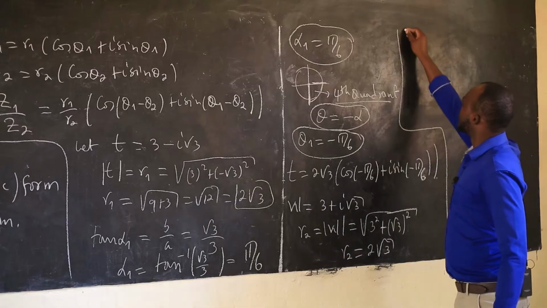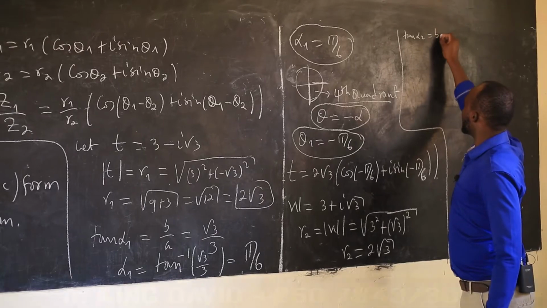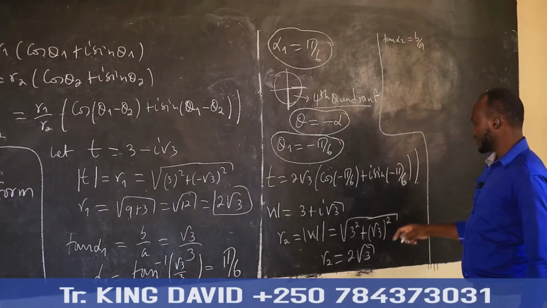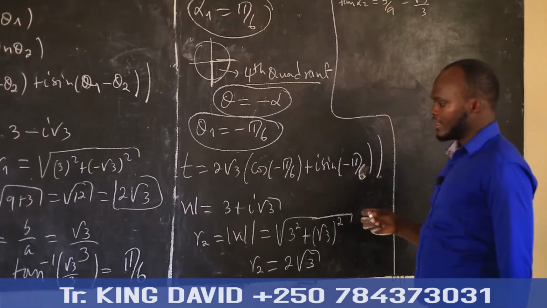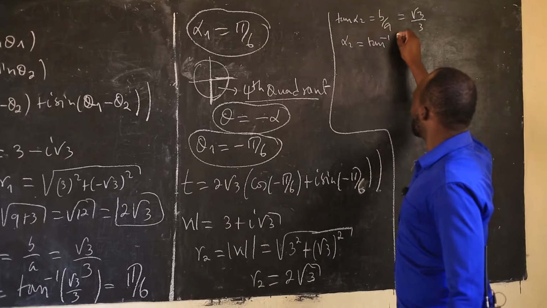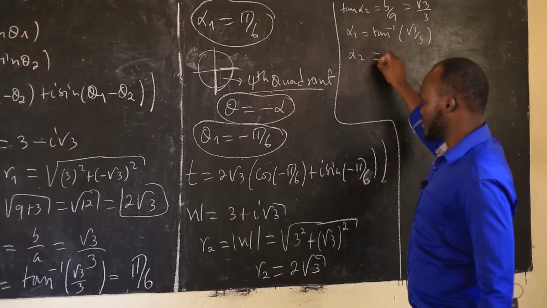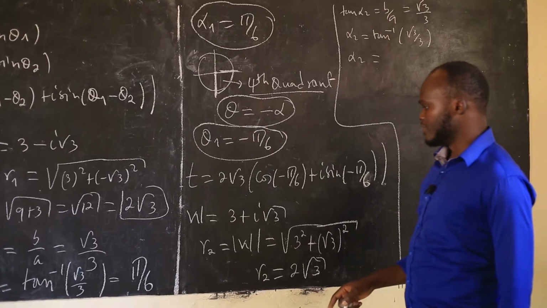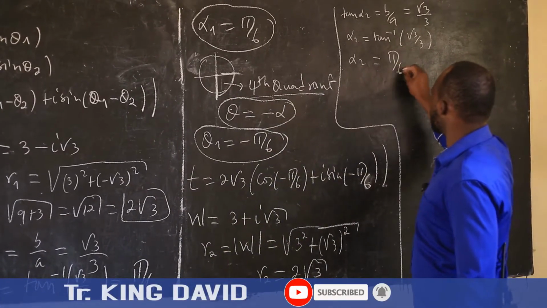What is tan alpha 2, which is b over a? It will be root 3 over 3. Then alpha 2 is tan inverse of root 3 over 3, which implies that alpha 2 is, as we have seen, tan inverse of root 3 over 3 is pi over 6.